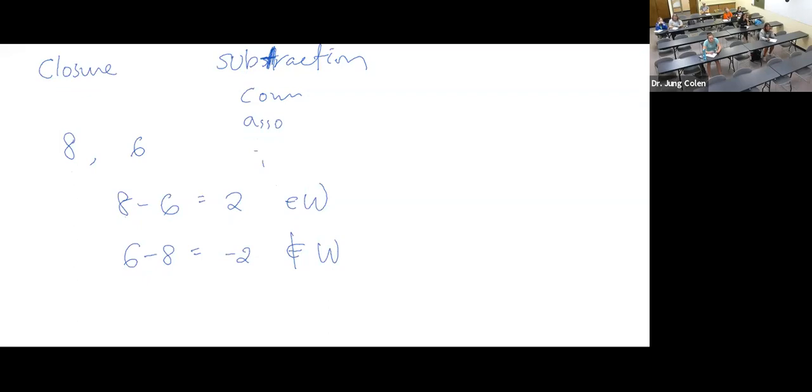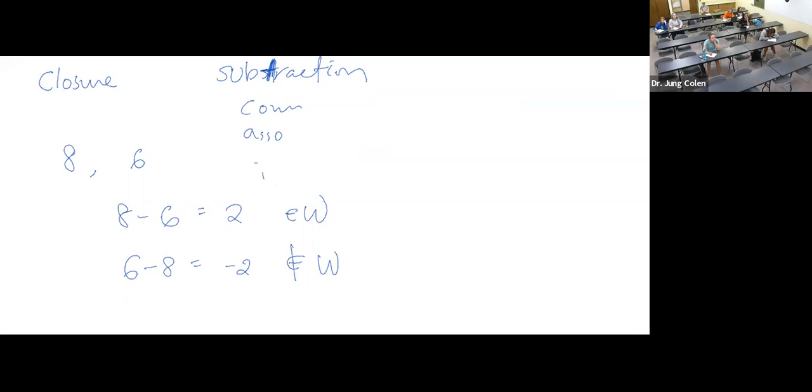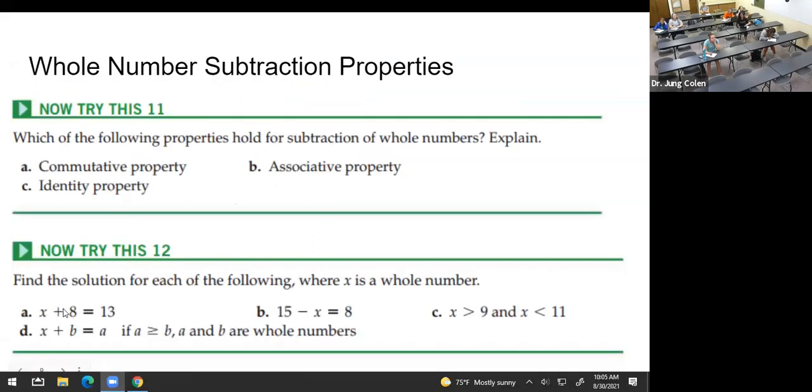Can you find the solution for each of the following where x is a whole number? On your notebook, I want everybody to try these problems. So x plus 8 is equal to 13. What can x be? How would you find it? Would you use addition or subtraction? How about this one, 15 minus x equals 8? How would you find it?